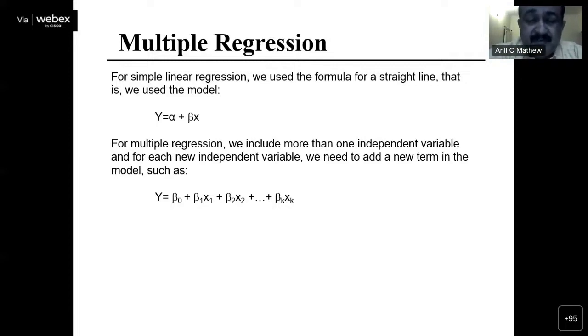But today we are going to discuss multiple regression. For multiple regression, we include more than one independent variable. And for each new independent variable, we need to add a new term in the model. That means x1, x2, up to xk, where certain independent variables are there, and their relationship with the dependent variable, which is called y. We are connecting this through a regression model, which is y is equal to beta naught plus beta 1 x1 plus beta 2 x2 plus etc. plus beta k xk. This is actually what we are going to study in this particular session.